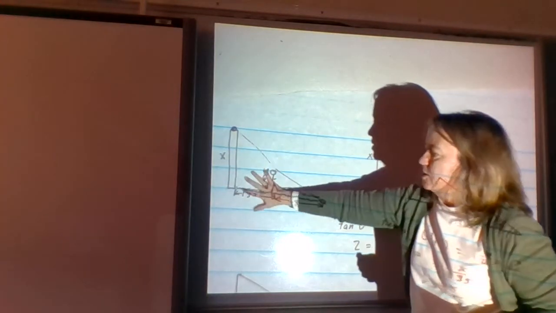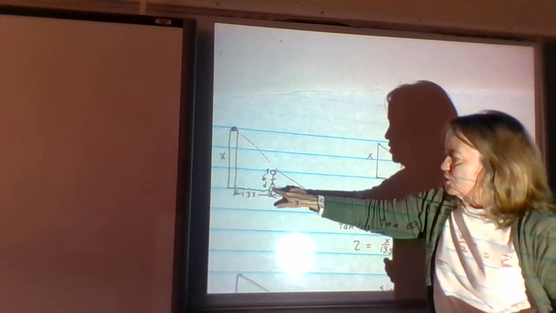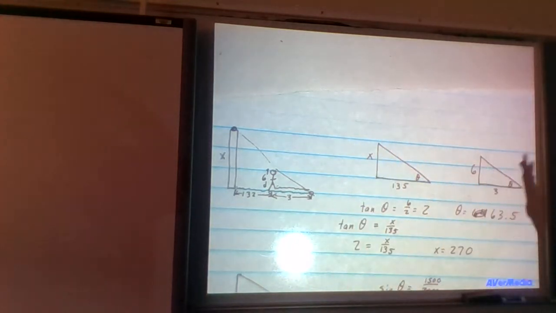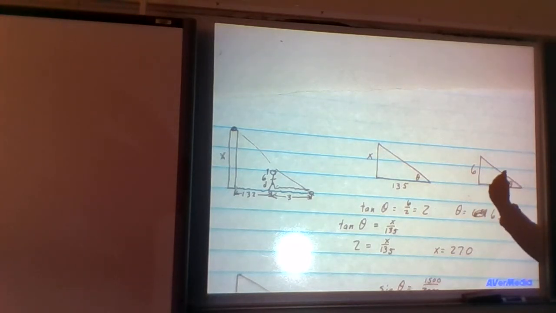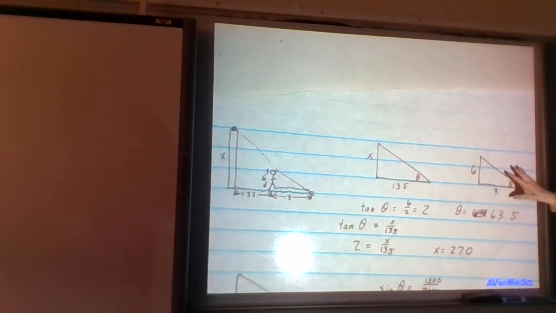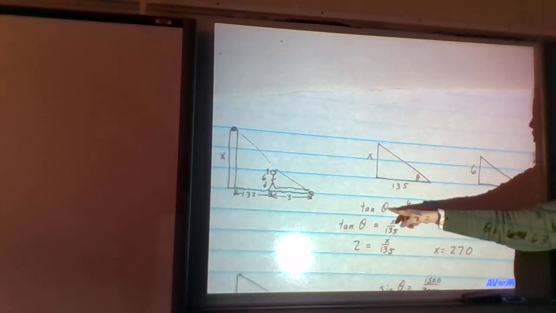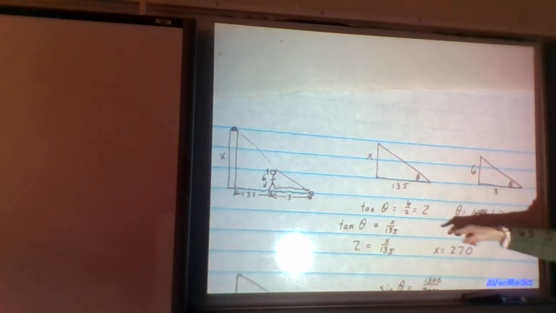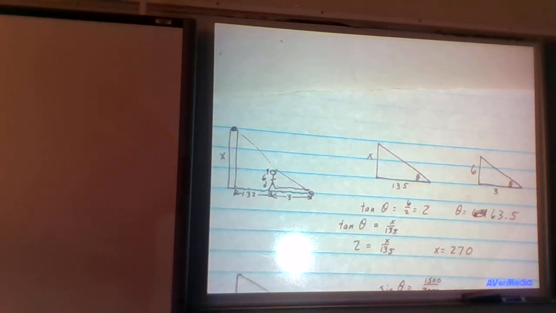So I took this setting, here's the flagpole, here's the person, and after I drew the picture first, I then started putting in the numbers. It got too confusing here, so I broke it out as two separate triangles. Notice though that that angle and that angle are the same angle. So I can do this one and get what the tangent is. And if I know the tangent, I can put it in the calculator and figure out what the angle is.